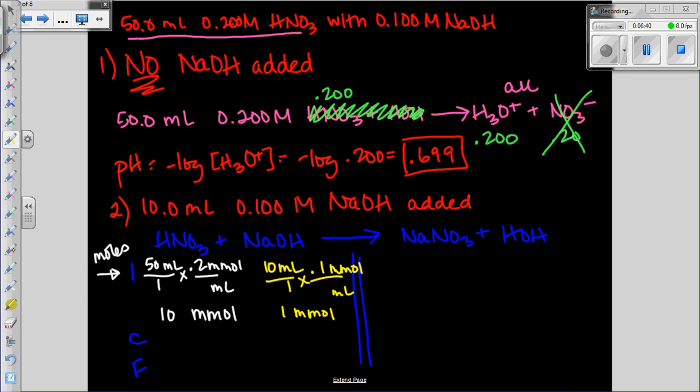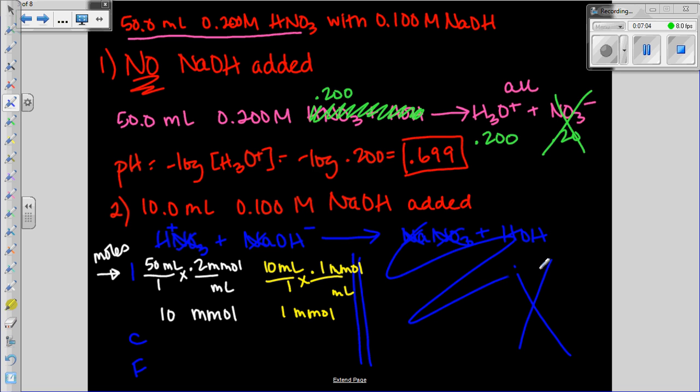Now, I'm not going to worry about water. I'm really not going to worry about this salt either, because honestly, if I were doing this as net ionic, your sodium and your nitrate would be spectator ions. So really, we're looking at the interaction between H plus and hydroxide. So I'm not concerning myself at all with what's going on over here.